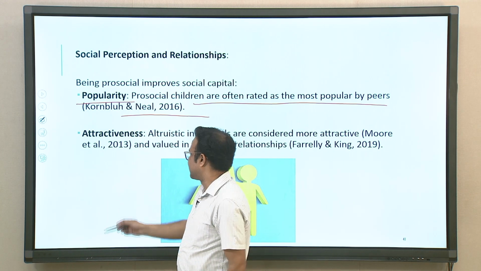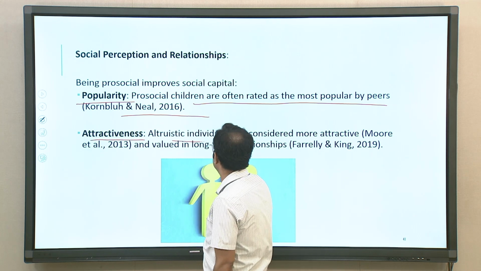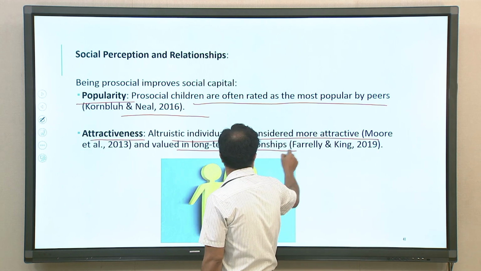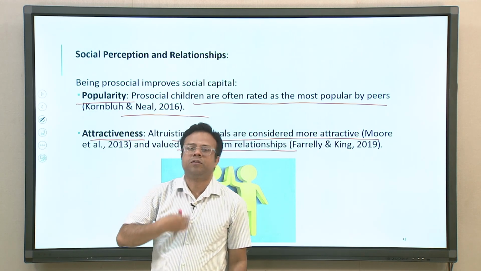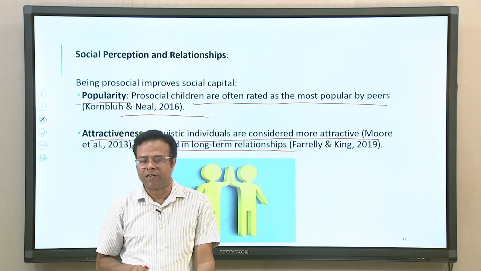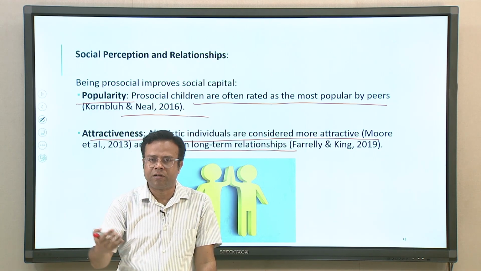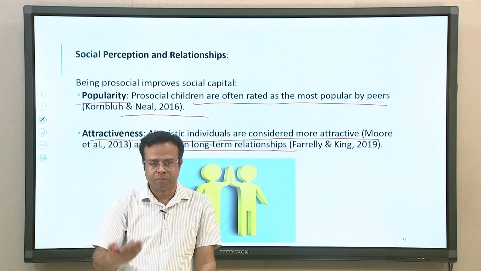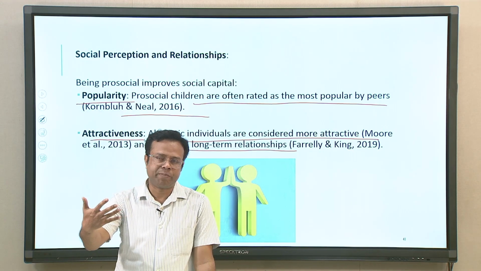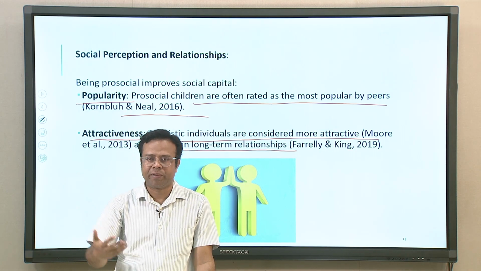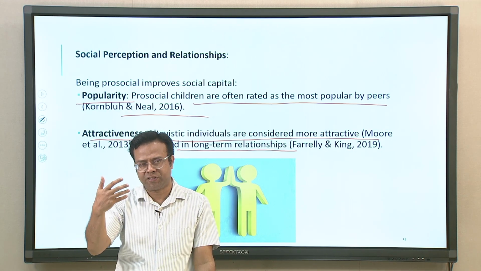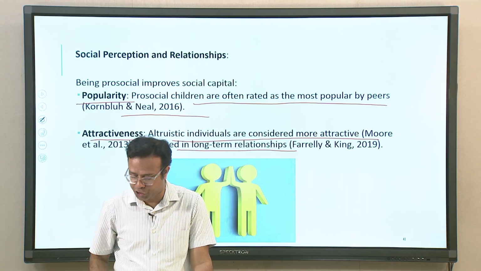It also increases the attractiveness of the individual. Altruistic individuals are considered more attractive and valued in long term relationships. People find them more desirable, because this is a desirable quality. When people show it, it is valued by people around them and the broader society also. So, this is another reason many people engage in prosocial behavior, or it is important, because it enhances positive social perceptions and contributes positively to relationships.